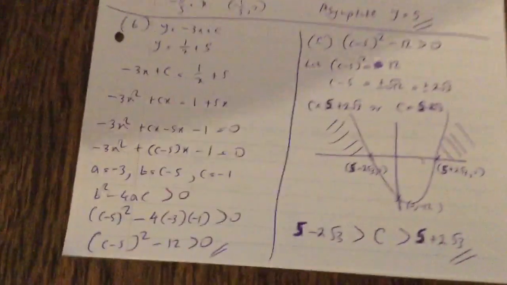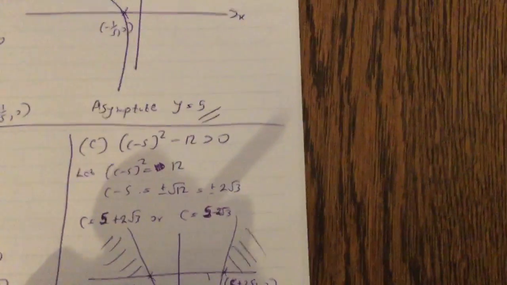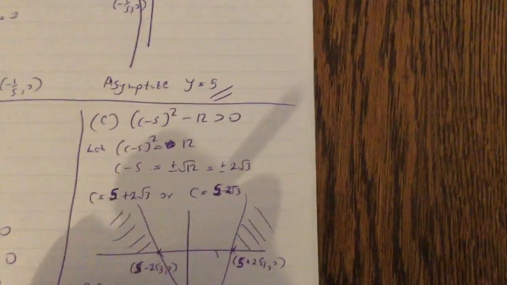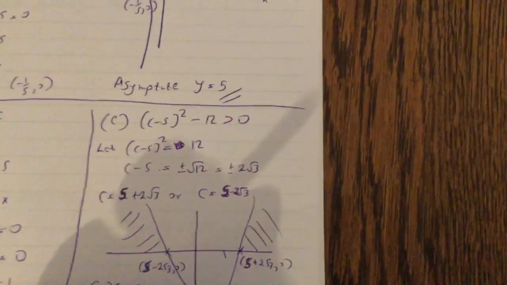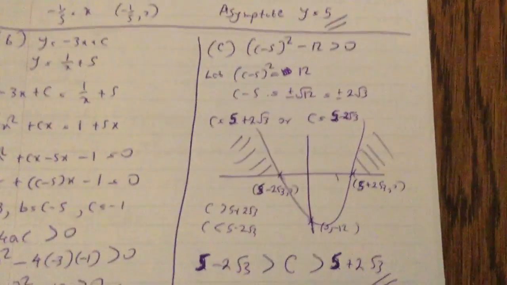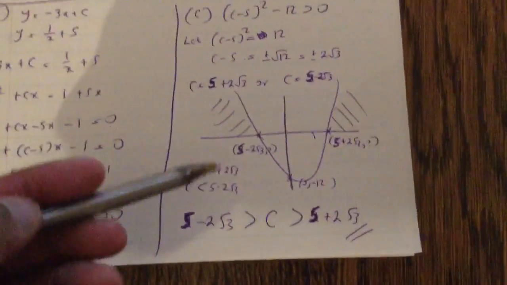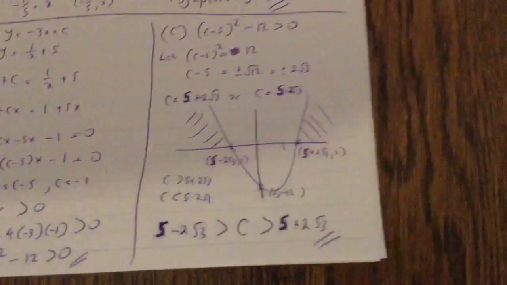It is okay to write it separately as well, so let me just write it separately. So c greater than 5 plus 2 root 3 or c less than 5 minus 2 root 3. So you could write it separately, guys. If you wrote it separately, it's perfectly fine, or you could write it together like that, it doesn't matter.